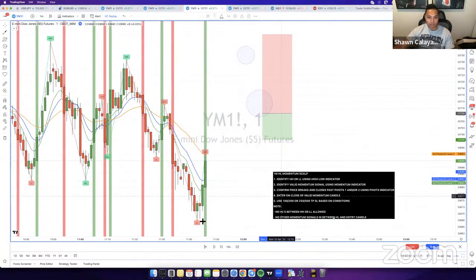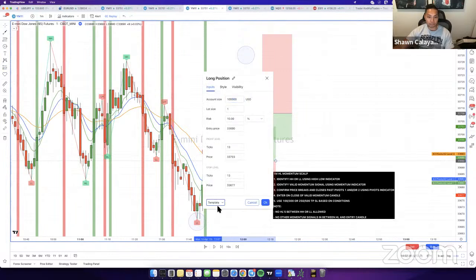Again, right here, identify the lower low. So it's a lower low right here. Identify a valid momentum signal right here. We have a valid buy signal. It's a buy signal with a green candle within it. Next step, you want to confirm that price is breaking, closing past the pivots. As you can see right here, this candle breaks and closes past pivots 1 and 2. So this would be an entry for a long position right there.